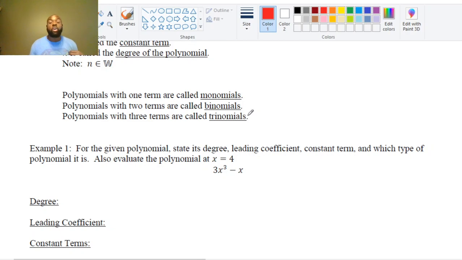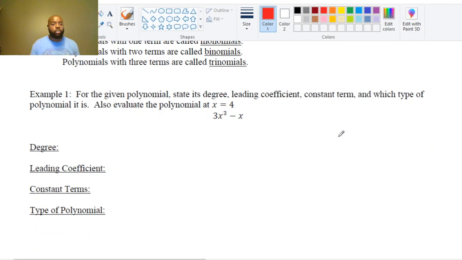Some special definitions: polynomials with one term are called monomials. Polynomials with 2 terms are called binomials. Those with 3 terms are called trinomials. There are other names for these polynomials, but these are some that may come up ever so often. Now you're aware of those terms.